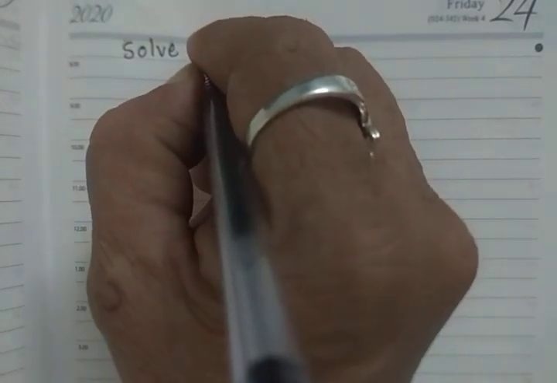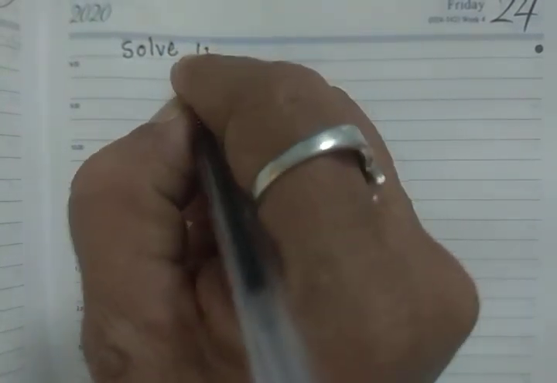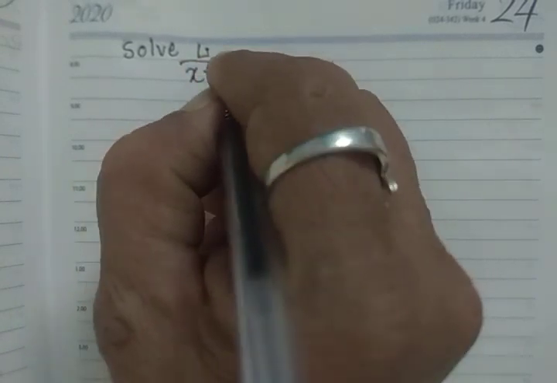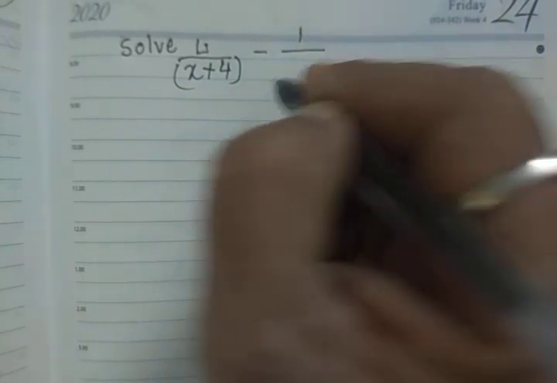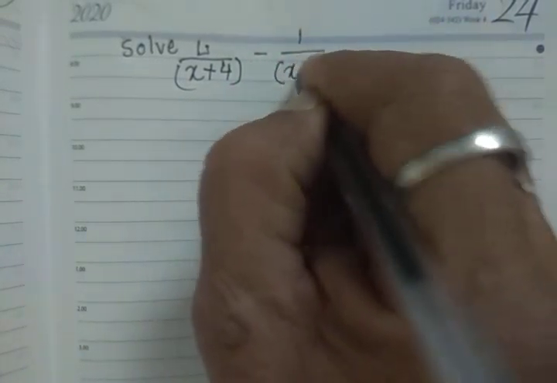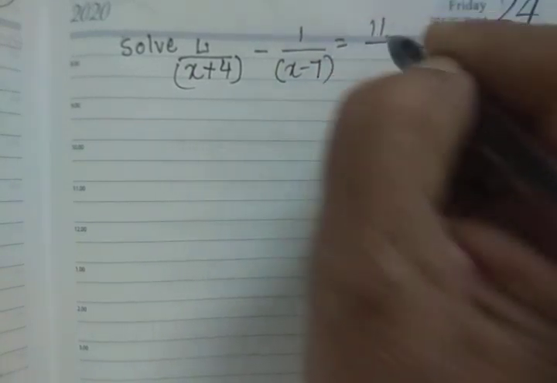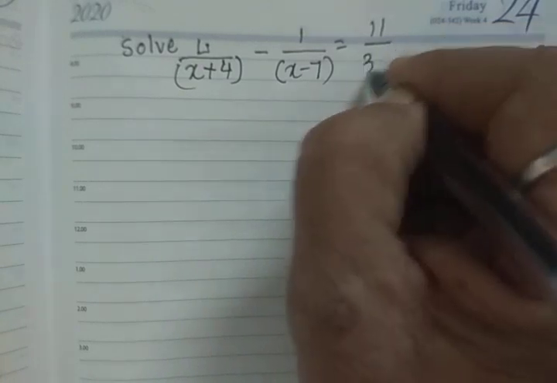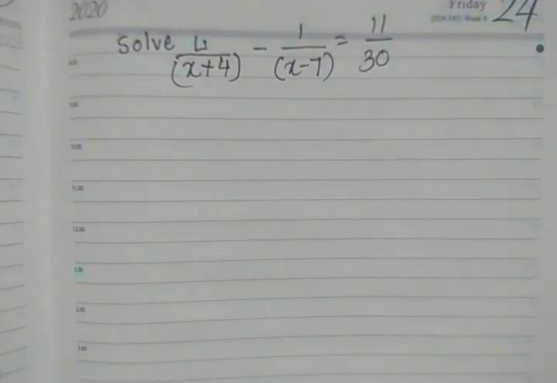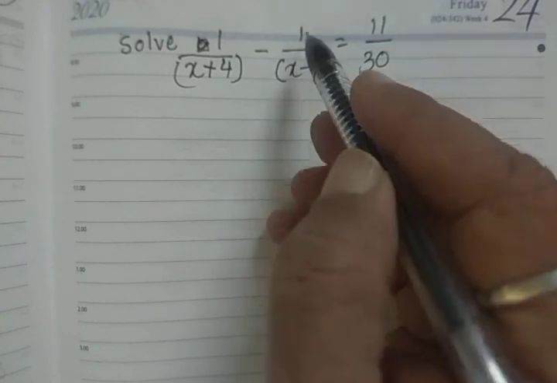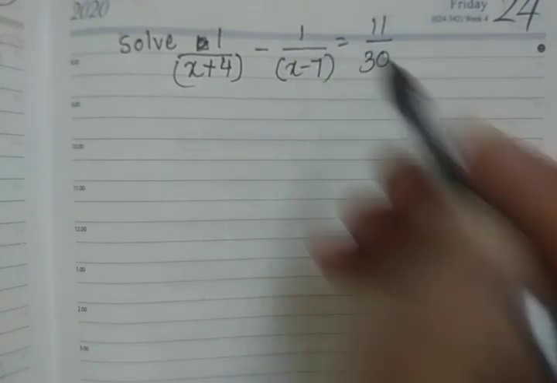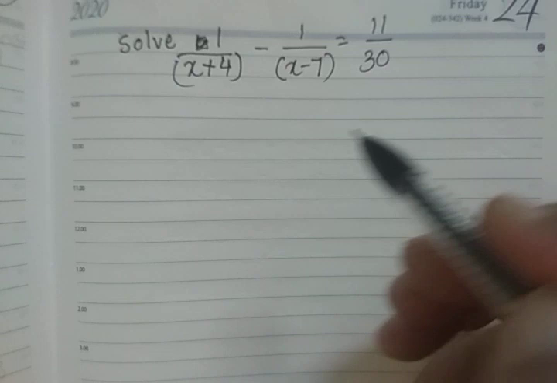For 1 by x plus 4 minus 1 by x minus 7 is equal to 11 by 30. Clear? What is the question given? 1 by x plus 4 minus 1 by x minus 7 is equal to 11 by 30.